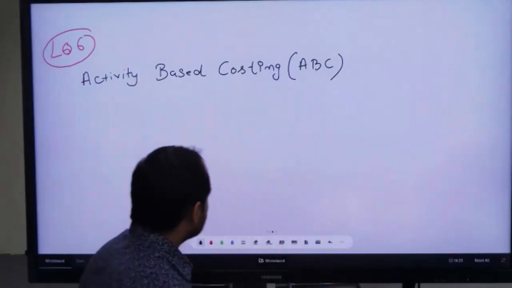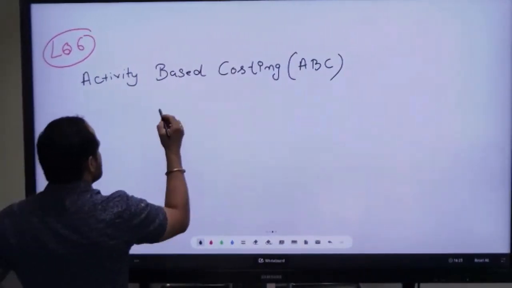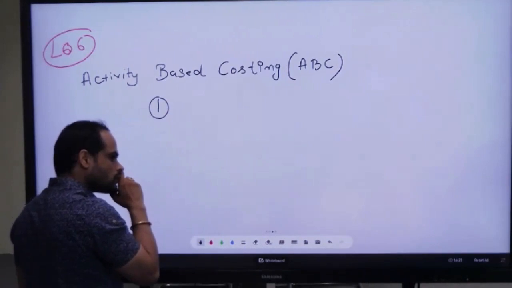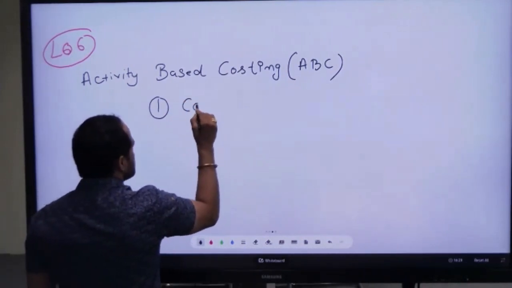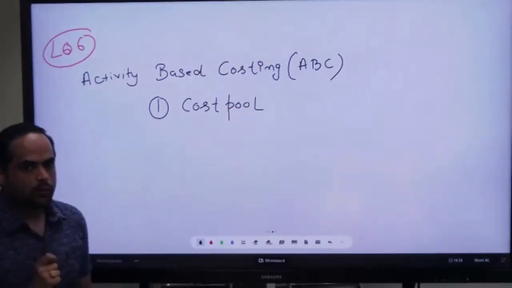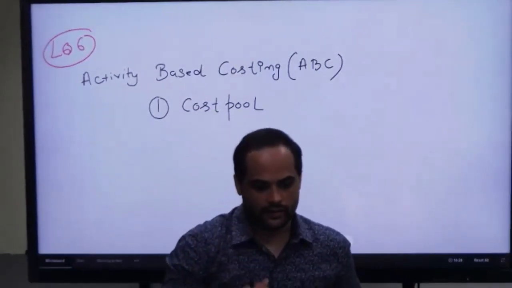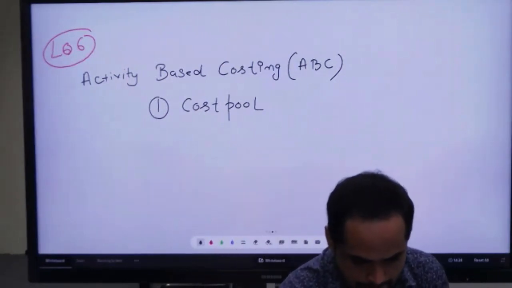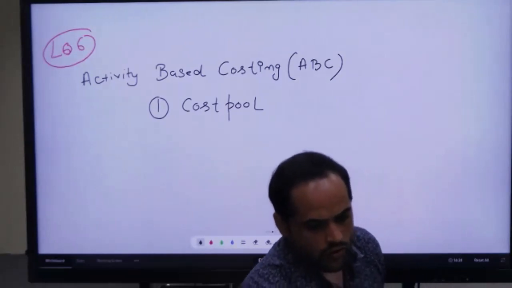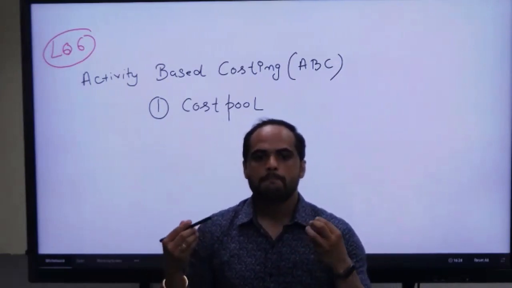So we have the same steps, 4 steps, right? Step 1 is cost pool. Cost pool means cost of a particular activity, right? Cost of a particular activity, it's called a cost pool.